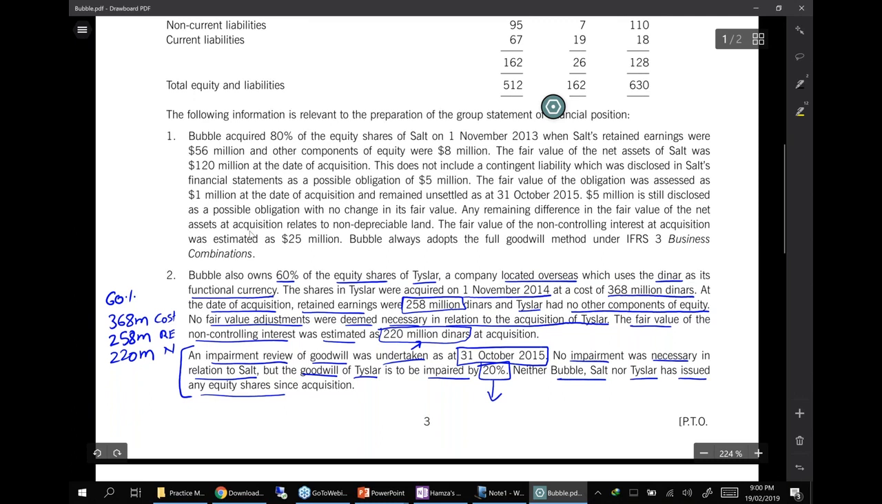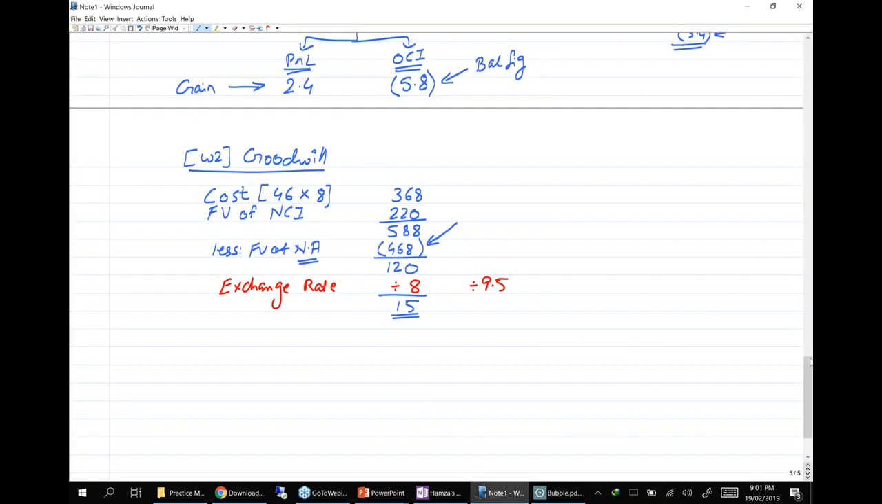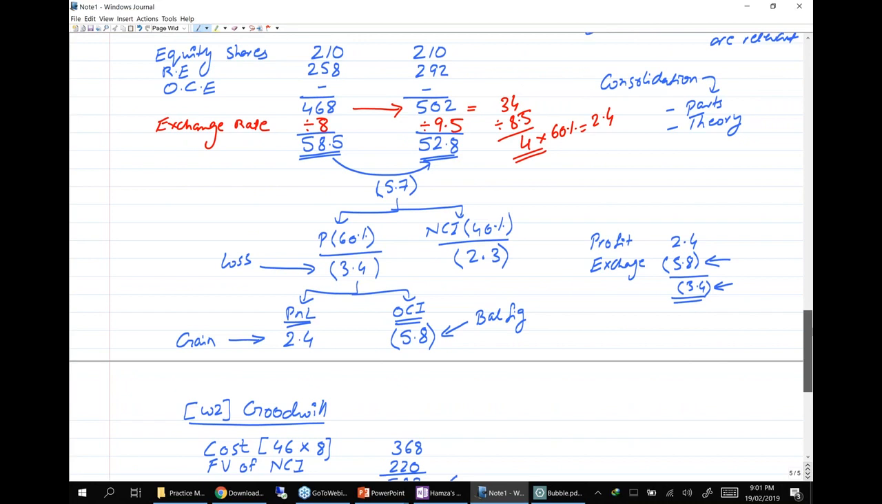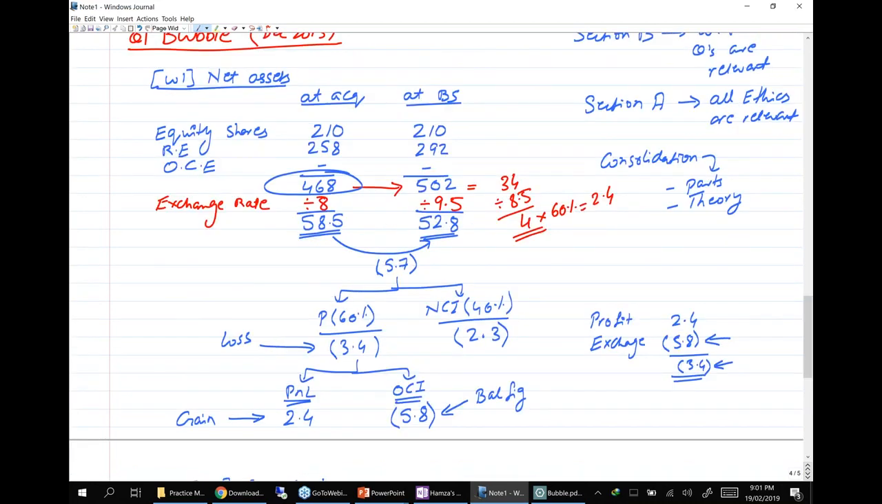If I go back, let me answer Ogail as well. Ogail is asking, where did you get 468 from? Ogail, this 468 is the net assets at acquisition, which we got from working number one, this one, 468, the net assets at the date of acquisition. Simran is asking why do we use two exchange rates on the goodwill, 8 and 9.5? Okay, Ogail, have you seen 468? From where have we got it? Okay, good enough.